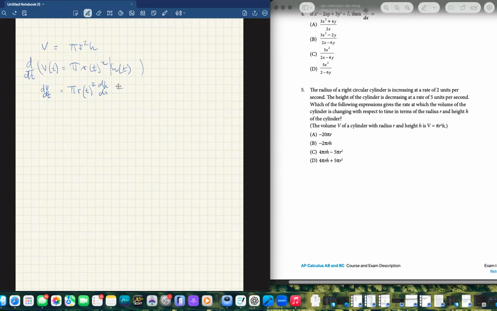And then you go plus, and here you take the second function in the original, so that h of t, and the first function's derivative. So that is 2 pi, so times 2 pi r of t, and then dr/dt, because you have the inside function here is r of t.